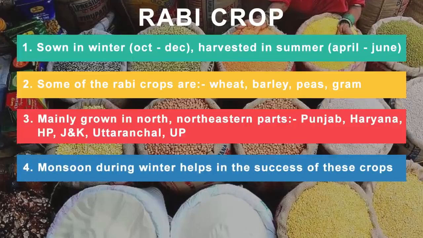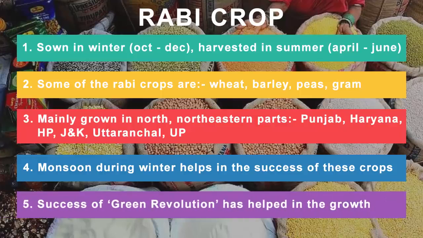So remember, India has two types of monsoon, that is southwestern monsoon and then northeastern monsoon. The second one, that is the northeastern monsoon, occurs during the winter season. Therefore, this monsoon or this rainfall helps in the success of these crops.